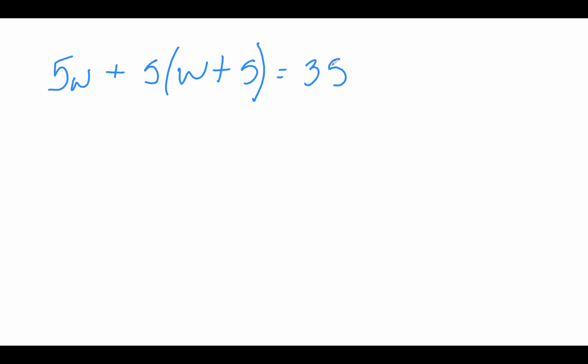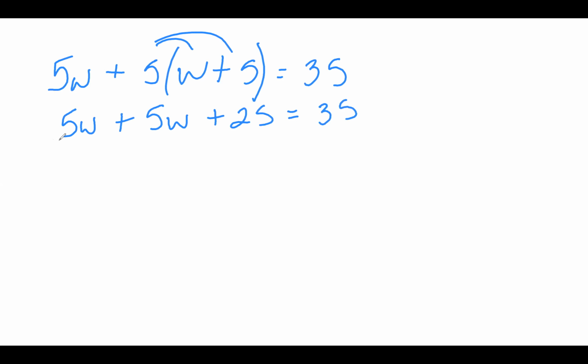Okay, so our directions are basically to solve, right? And so again, first thing we want to do, get rid of the parentheses. That's always step one, right? So we got to do the distributive property there. So this stays the same. But now I have another 5W here. 5 times 5 is 25 equals 35.